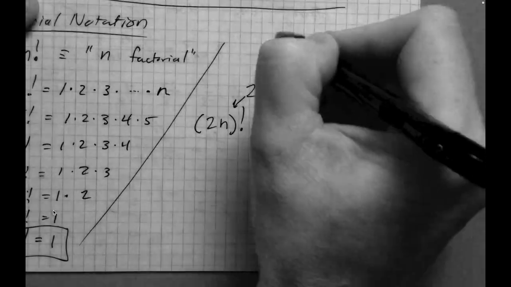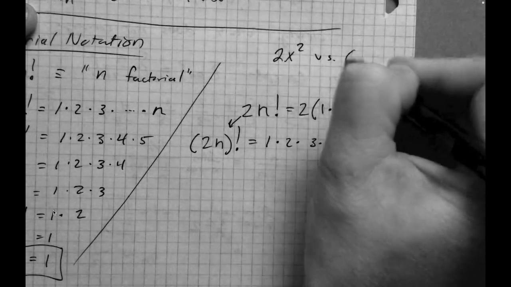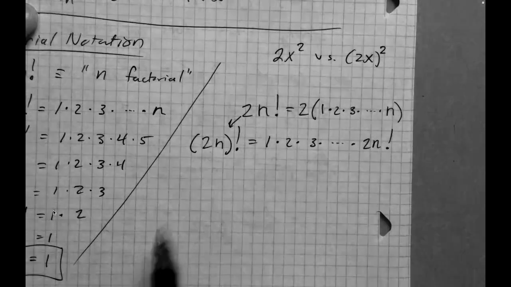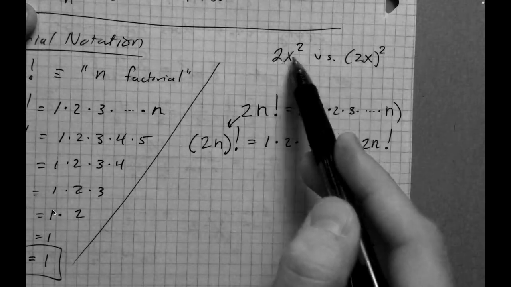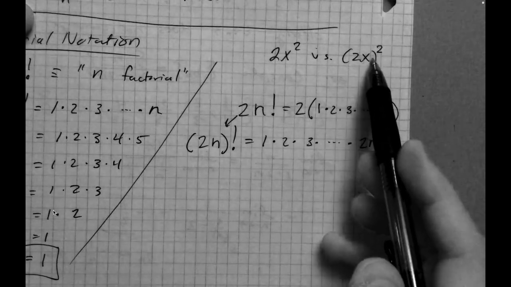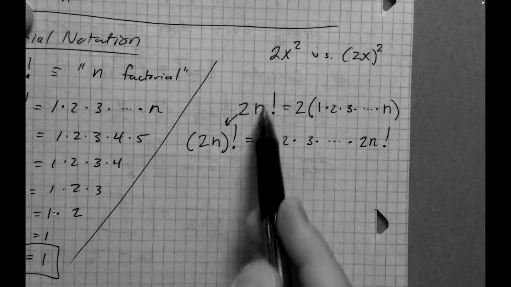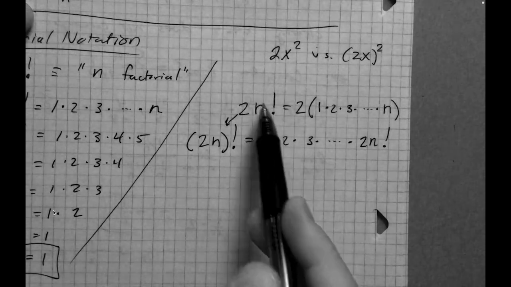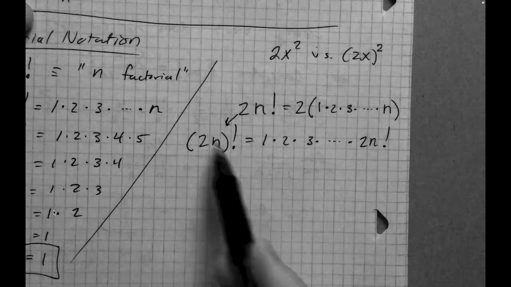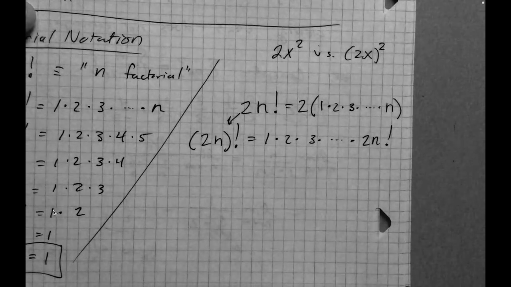It's kind of like if you have 2x squared versus (2x) squared. They mean different things, don't they? In this case, just the x is squared, whereas here you're squaring 2x each time. Well, that's kind of the same thing here. If I have the 2 out front without the parentheses, then the n is assumed to be the factorial part of it, whereas if I have the parentheses, then it's 2n. So very different.